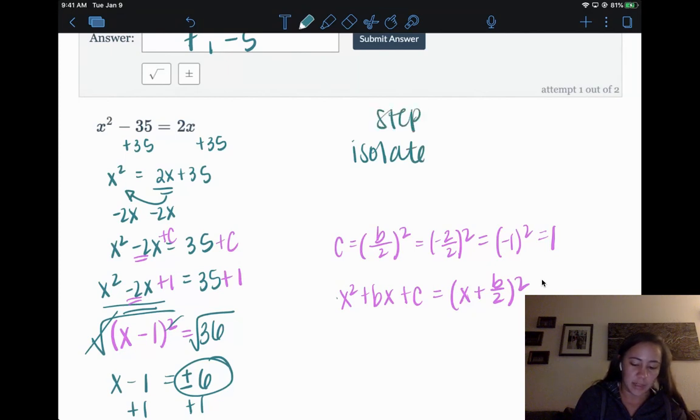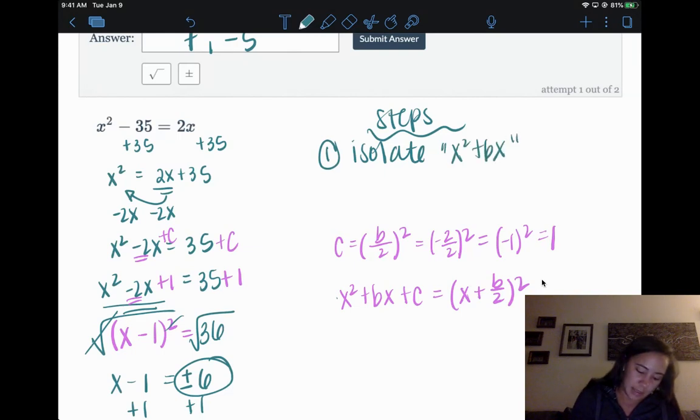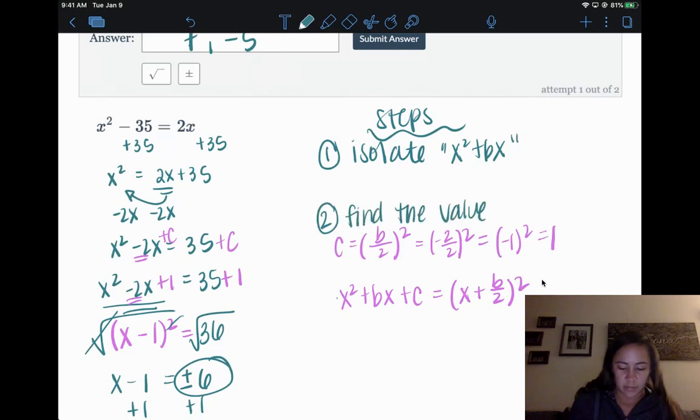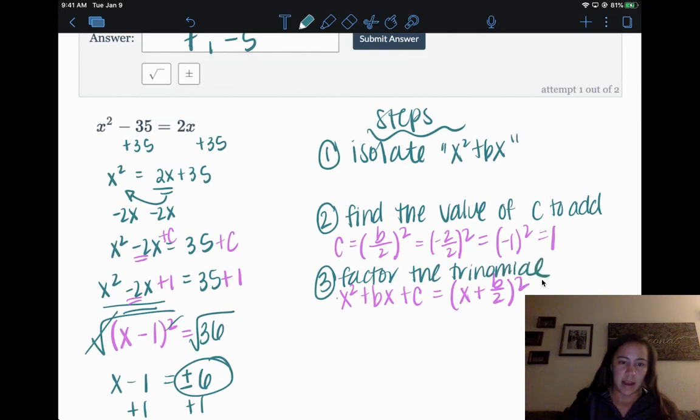Here are your steps, if you want to take notes. Isolate x squared plus bx. Then find the value of c to add to both sides. Your third step will be to factor the trinomial. And your fourth step will be to take the square root of both sides.